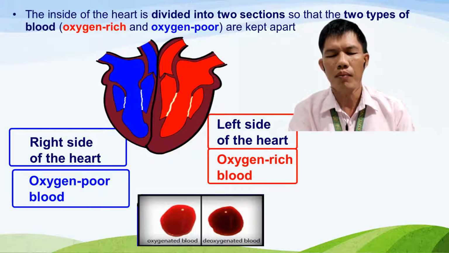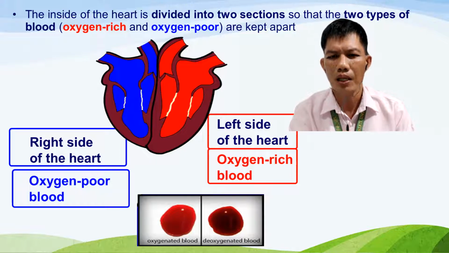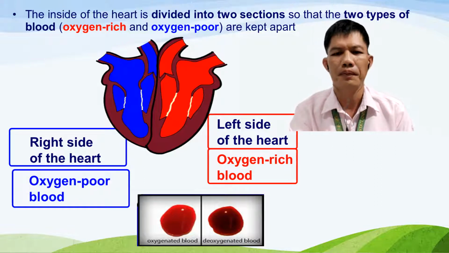That means the blood from the different parts of the body was already delivered to the different cells, while the left side of the heart has oxygen-rich blood, because the blood on the left side of the heart came from the lungs, which was recently oxygenated.